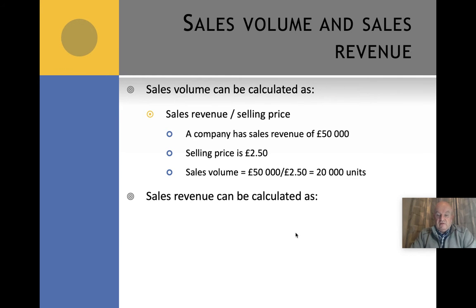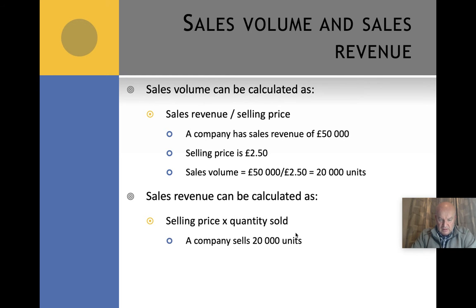Now, sales revenue can be calculated quite easily too. In this instance, we need two things. We need to know what our selling price is and the quantity, the number of items that we've sold, and that would give us our sales revenue figure. So if a company sells 20,000 units, the selling price is £2.50, then in this instance the sales revenue would be £50,000. Effectively, selling price of £2.50, quantity sold 20,000 units, so times the two together and we get our sales revenue figure. So pretty straightforward really, but that's something we've certainly looked at before.